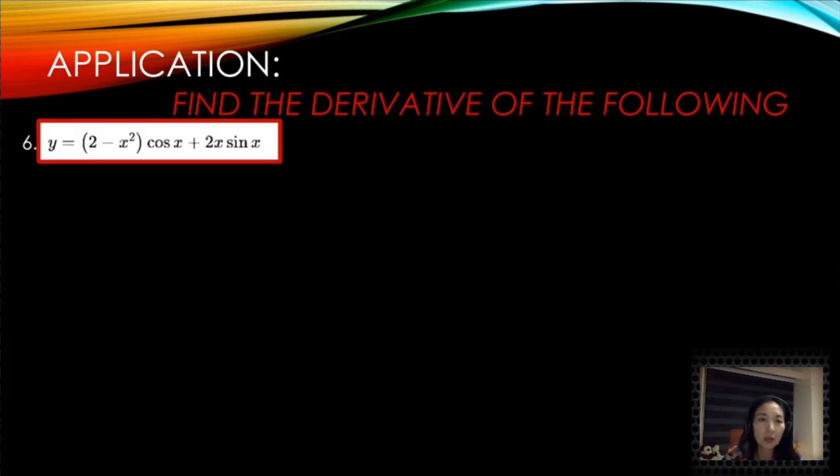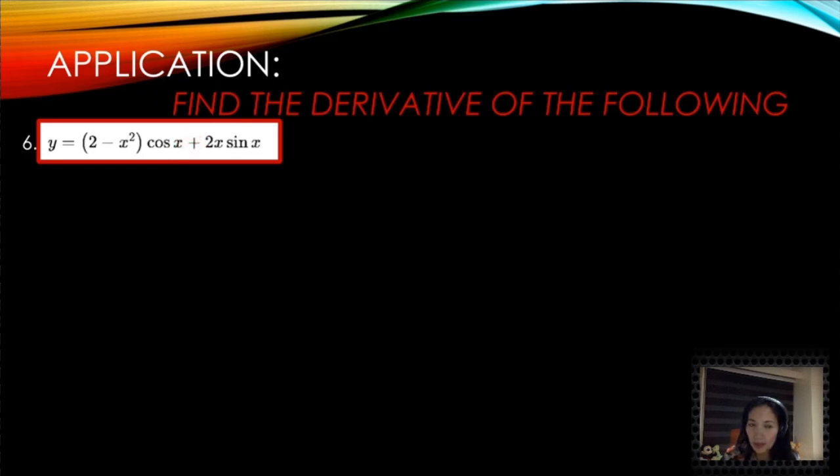Okay, moving on to number 6. Let's proceed to number 6. Now let's first examine the given. Looking at the given, particularly the first term, because there is an addition operation here, that means there are 2 terms in the given.